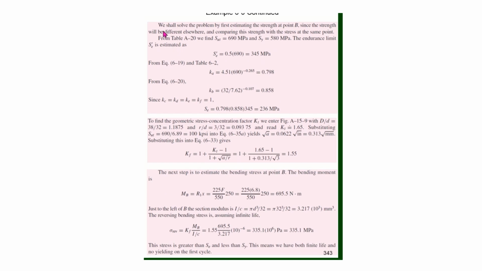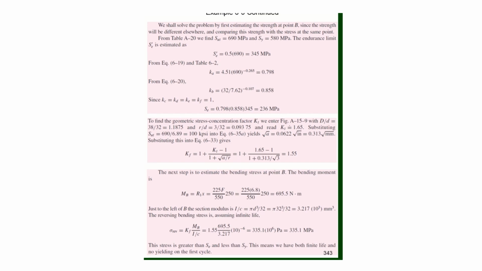The problem continues by saying, we shall solve the problem by first estimating the strength at point B, since the strength will be different elsewhere, and comparing the strength with the stress at the same point. So from table A20, we find that the SUT is 690 and the SY is 580. So SE prime is given by 0.5 times 690. No temperature effects were mentioned in this problem. We can then get Ka and Kb, and all of the other Ks are 1.